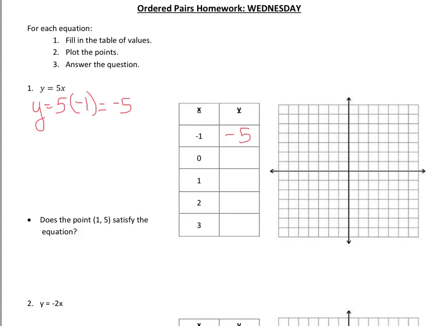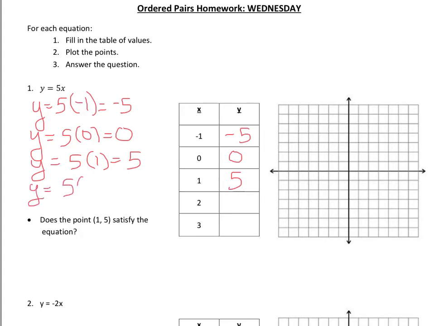And then I'm going to continue this process. Y equals 5 times 0, which is 0, and that goes in my table. Y equals 5 times 1, which equals 5. Again, going in my table. Now I'm substituting in the 2. Y equals 5 times 2, which is 10. And finally substituting a 3. Y equals 5 times 3, which is 15. So we filled in our table of values.